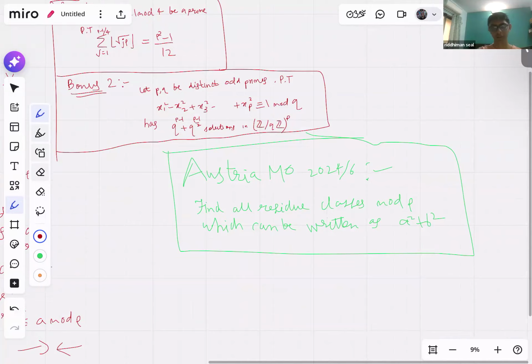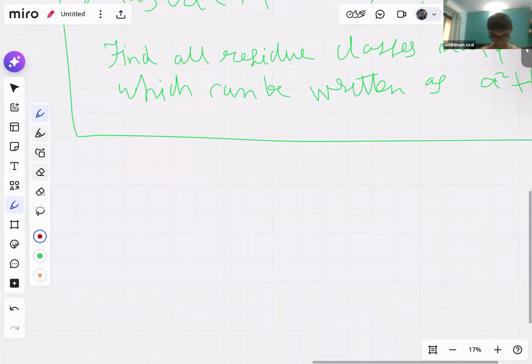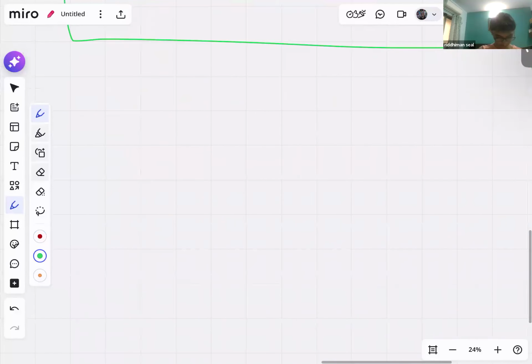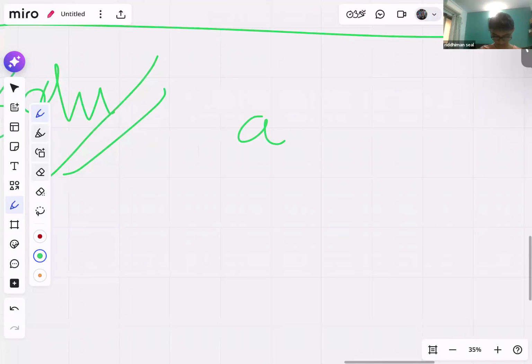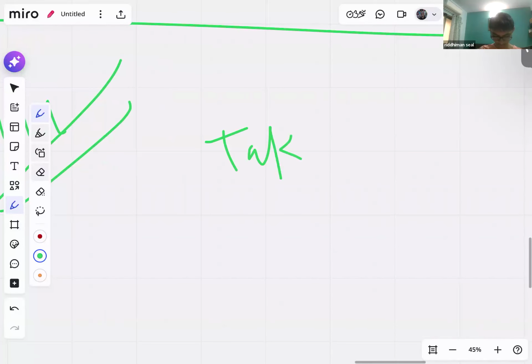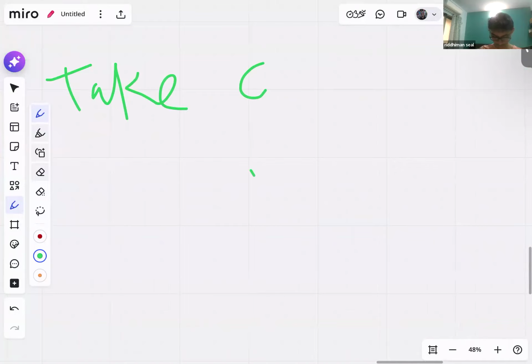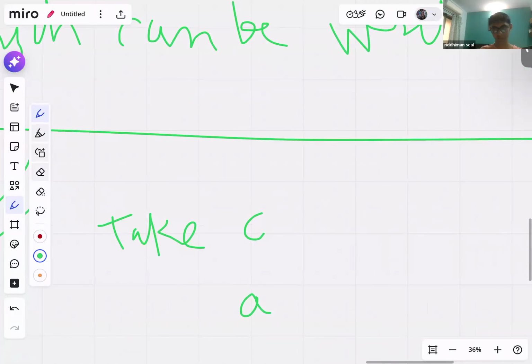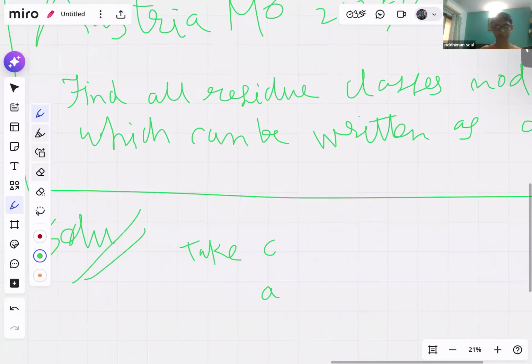In fact, we can do this without that. Okay, so solution. I will come back to this for a second solution, but I think this solution is more straightforward. So take some C. And we want to, okay, wait, the answer is all the residue classes or all the remainders can be written in this form.